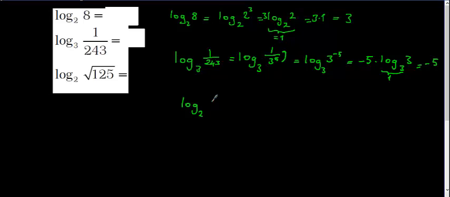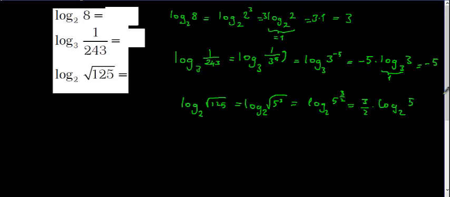Okay, the last one. Logarithm base 2 of the square root of 125. 125 can be written as 5 cubed. So logarithm base 2 of the square root of 5 cubed. And this square root can be written as a power of 1 over 2, so it's going to be logarithm base 2 of 5 to the power of 3 over 2, and 3 over 2 times, this power comes here, 3 over 2 times logarithm base 2 of 5. And we should leave it like this because no power of 2 is equal to 5, so we cannot write 5 as a power of 2. The answer is only this term, 3 over 2 times logarithm base 2 of 5. We don't have any integer result for this question, like 3 or minus 5.